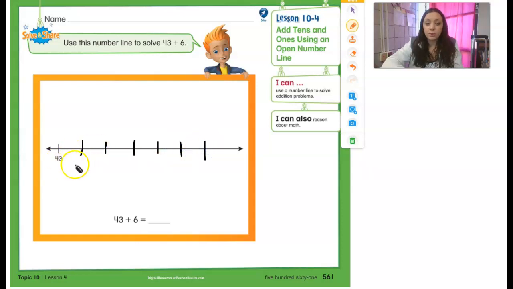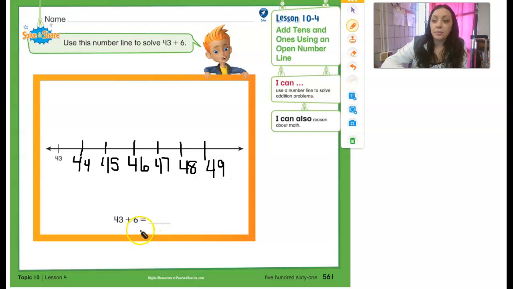So what comes after 43? 44, very good. Then 45, then 46, good job. Then 47, then 48, and 49. So I think 43 plus 6 is 49, but I'm going to check that.